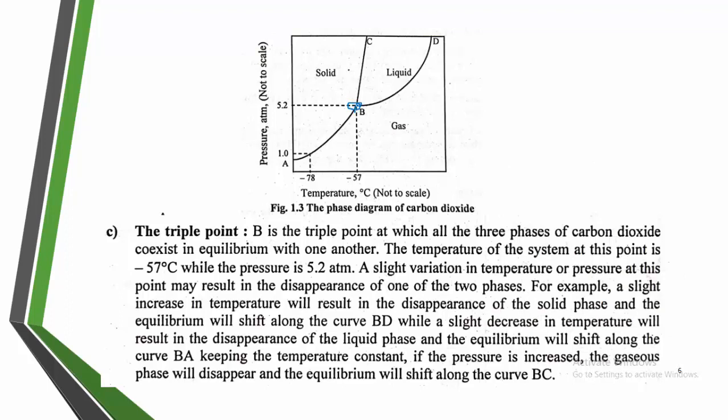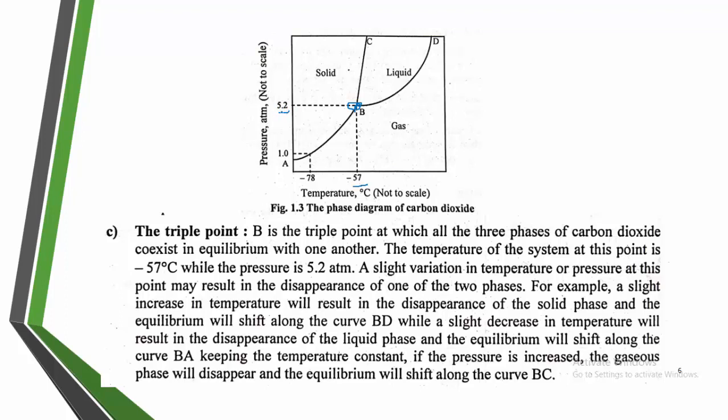You see, here the curve AB, curve BC and curve BD intersect at the point B, which is known as the triple point of carbon dioxide. What is the triple point? At the triple point, carbon dioxide exists in the solid phase, the liquid phase, and the gaseous phase. All coexist with each other at a particular temperature, that is minus 57 degrees Celsius, and a pressure of 5.2 atmospheres. Try to remember these values.